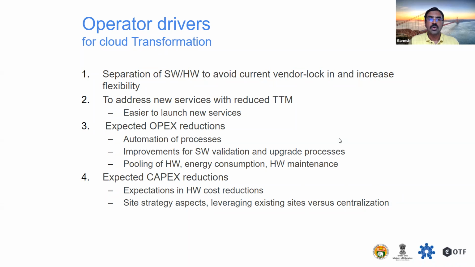Next, let's talk about the operator drivers when it comes to cloud transformation. These are four different things. One is, how do you segregate the software and the hardware? I don't want to get locked into one particular vendor for the rest of my life. Those days are gone. How do you separate? Second is time to market, TTM. How do you address new services and reduce time to market? That is how you can launch new services to support my customers' needs. Third and fourth important things are OpEx and CapEx. How do you reduce your operational expenses? How do you reduce your capital expenses?